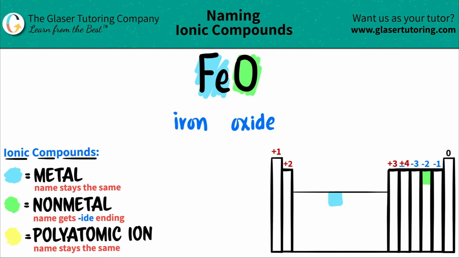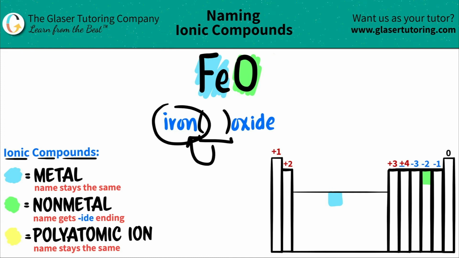Okay, so now we're down to iron oxide, but we need to know, do I need a Roman numeral? We need Roman numerals for elements that are a transition metal. In this case, iron is in this block. It's part of the transition metals, so I do need a Roman numeral. So I'm just going to place this here. Now remember, the Roman numeral always is the charge of the metal.